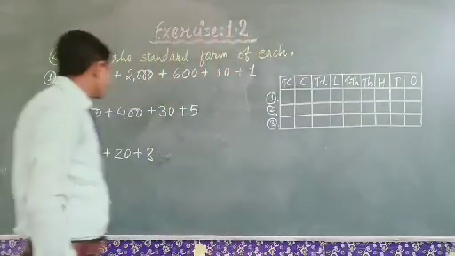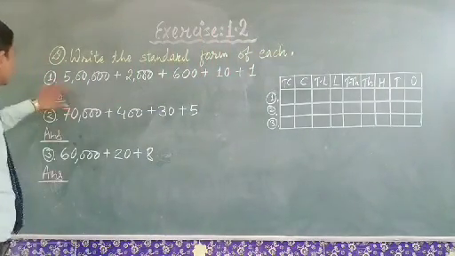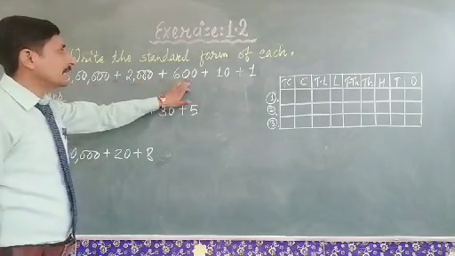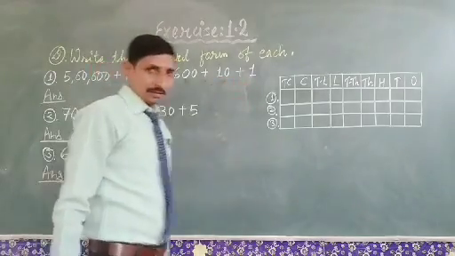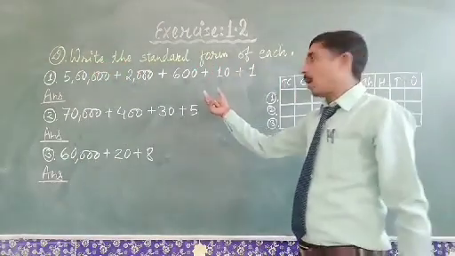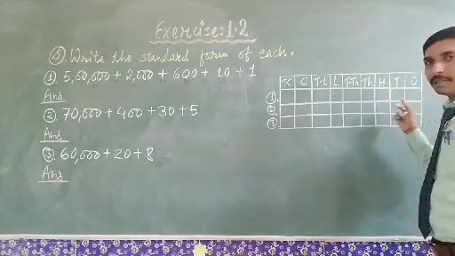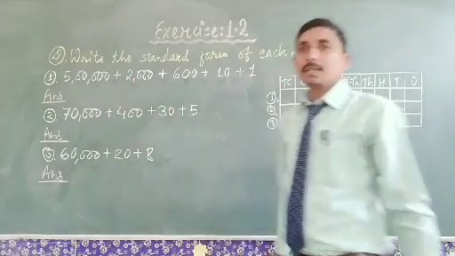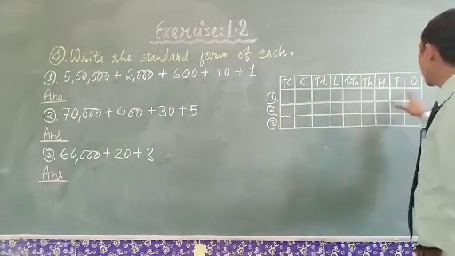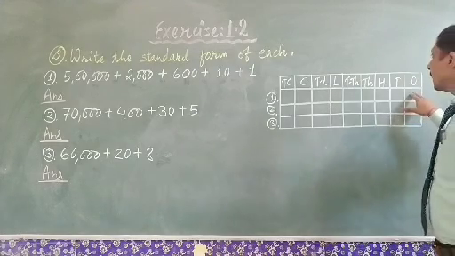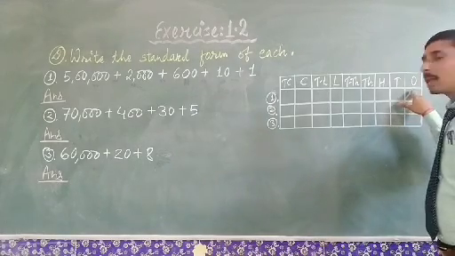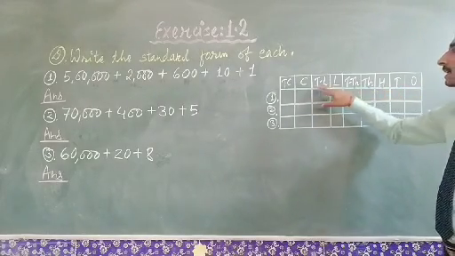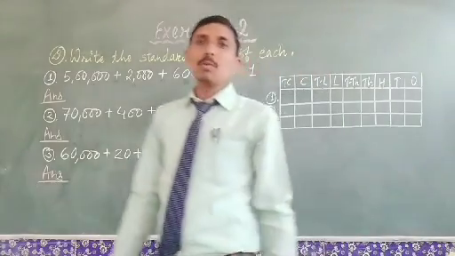Okay, so you see the first question is 5 lakh plus 2000 plus 600 plus 10 plus 1. To solve this, what do we have to do? We have to make a place value chart that will make it easy to understand how we write the numbers in standard form. You see the place value chart is already prepared here. This is the Indian place value system chart: ones, tens, hundreds, thousands, ten thousands, lakh, ten lakh, crore, ten crore.